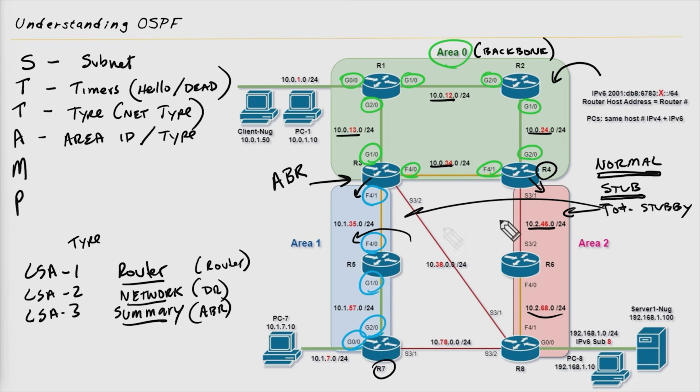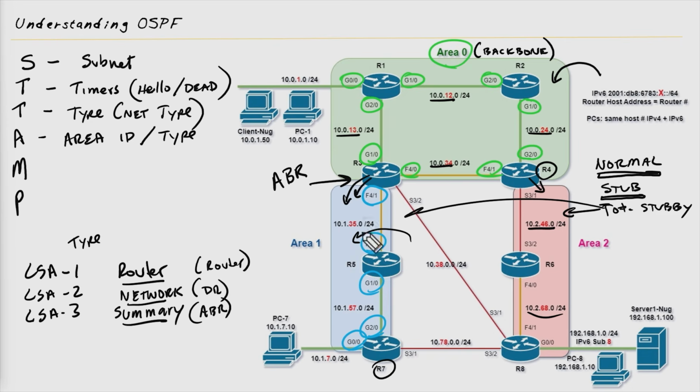Now, the problem with a totally stubby area is that if R5 has no idea about the 10.0.12 and 10.0.24 network and other networks, how in the world are these routers going to know how to forward if they need to forward a packet to any of those networks? And the answer is, in a totally stubby area, we can also advertise a default route into OSPF. So that way, R5 and R7, even though they're not getting these summary routes regarding all the individual routes from the other OSPF areas, they are getting a default route, and then they can forward packets using that default route in the direction of the ABR.